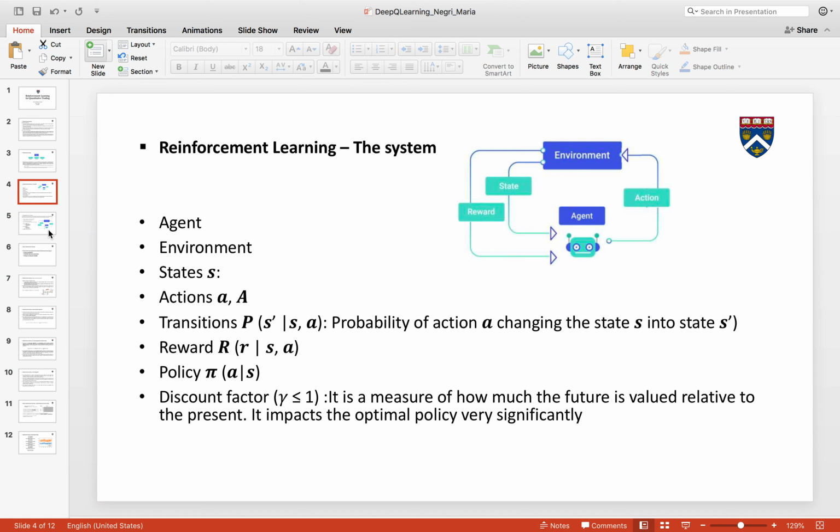The policy, which is a function or algorithm or rule specifying how the agent picks actions given a certain state of the environment. Then we have the discount factor, which is a multiplier for future rewards as perceived by the agent. It is a measure of how much the future is valued relative to the present. And then we have the value function, which is a prediction of future rewards used to evaluate the goodness or badness of states, and therefore it allows the agent to select the best action among actions.